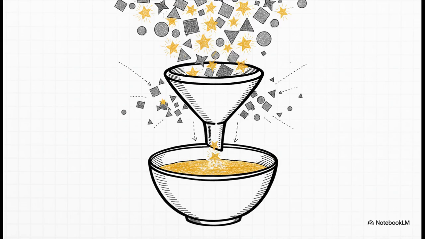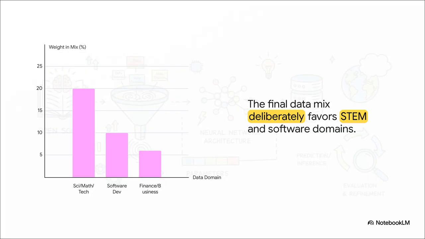And that whole process, especially that last part about quality upsampling, boils down to a super simple but powerful idea. Use more of the best stuff. If you want to make a really smart model, you have to feed it more of your smartest, highest quality text. And this chart right here shows you what that final ingredient list looked like.